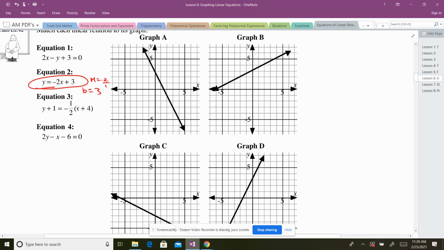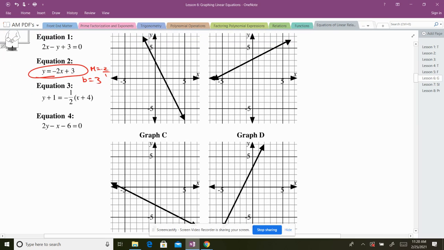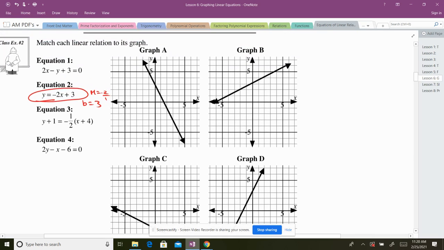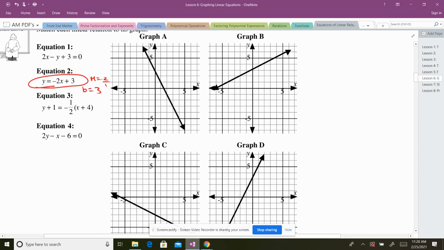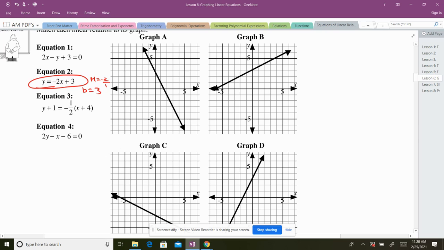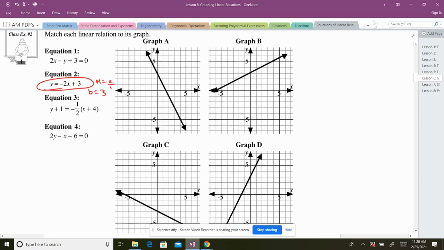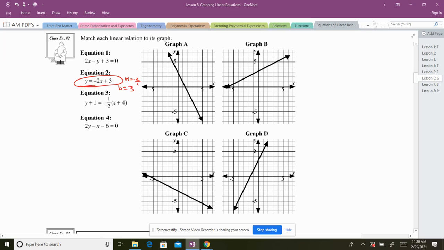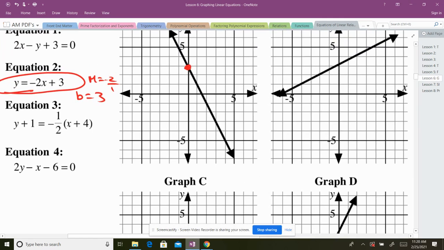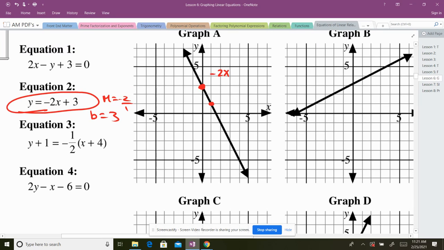So just a quick look at those graphs. Which ones have negative slopes? A and C have negative slopes. Does everybody agree that A and C have negative slopes? Because they're falling left to right. So which one has a y-intercept of positive 3? A. So there's our y-intercept. Let's just check to make sure that it's the right slope. Let's zoom in, so it's a little easier. I should go down 2 over 1. We hit the line, so that has to be negative 2x plus 3. So that one's done.